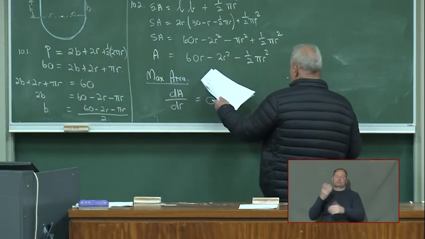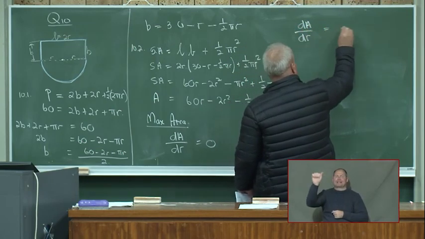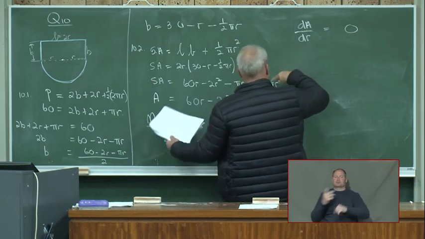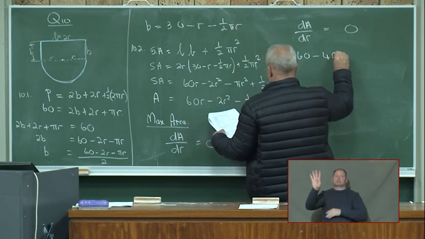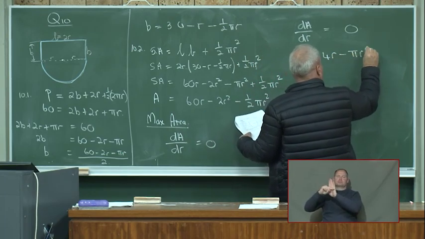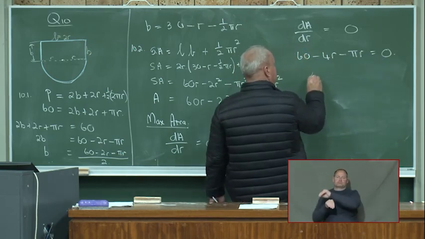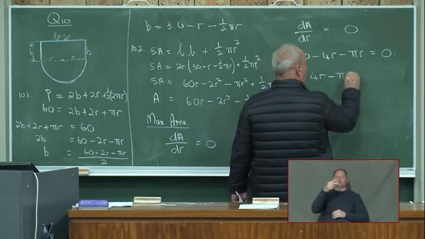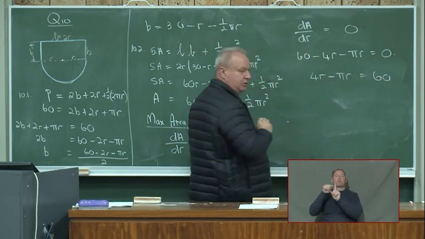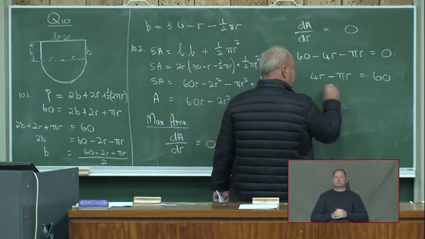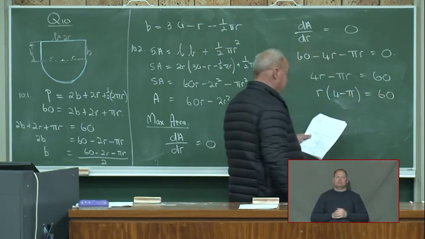So to differentiate, we're going to say dA over dr is equal to 0. Now we're going to differentiate. I rewrote it. So we're going to say it is 60 minus 4r minus pi r equal to 0, correct? Now you can take that across. Then we're going to get 4r plus pi r equal to 60. I took that across, it became positive, and then I just rewrote it, correct? Now we're going to make r the subject of the formula. R bracket 4 plus pi is equal to 60.